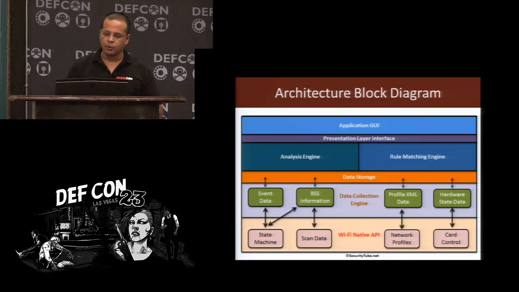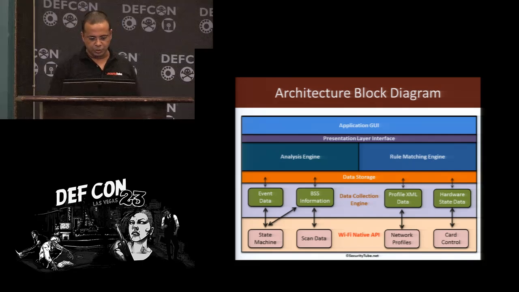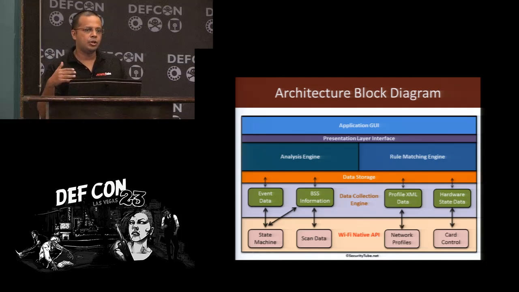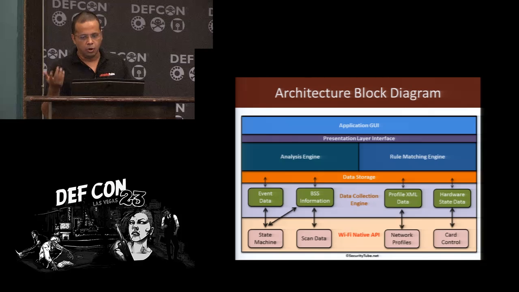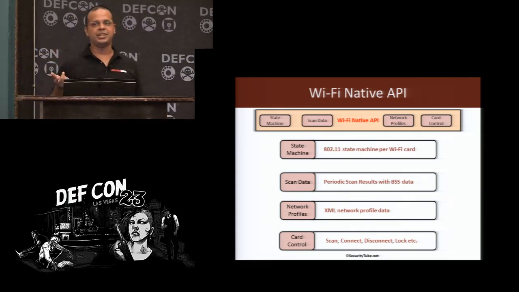Now, this is the overall architecture of the tool. Let's start from the absolute bottom. When we say we cannot use any custom device drivers, we are dependent on the Wi-Fi subsystem on the endpoint. So we looked at all the different wireless APIs provided by Windows and started enumerating state machine data.